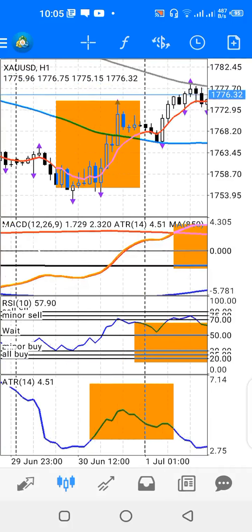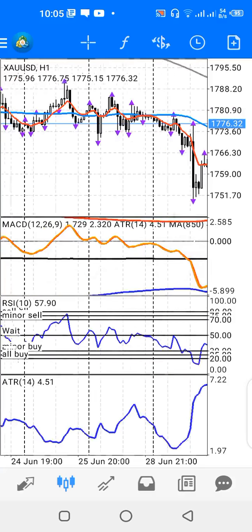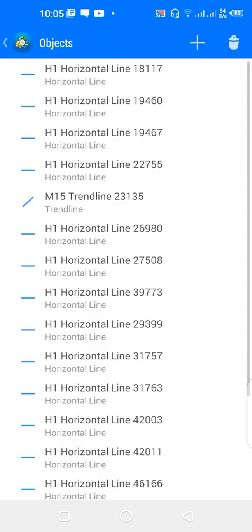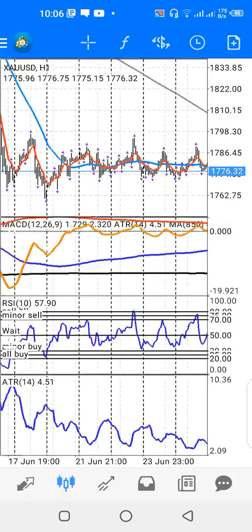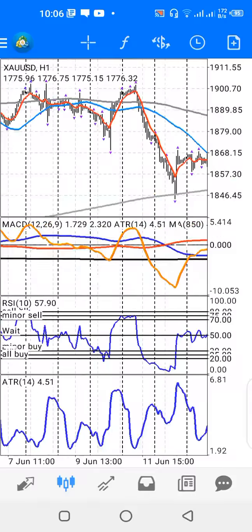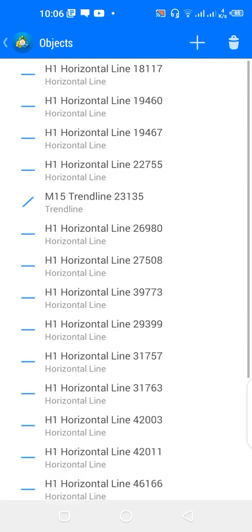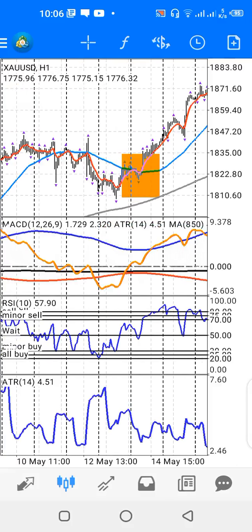Okay, so the main window, how you can use the main window for signal generation. I have some moving averages. Now, when the red moving average drops below the blue moving average, that's your sell signal. When it rises above the blue moving average, that's your buy signal. The red line going above the blue moving average is a buy signal.